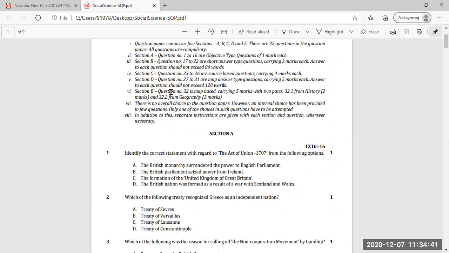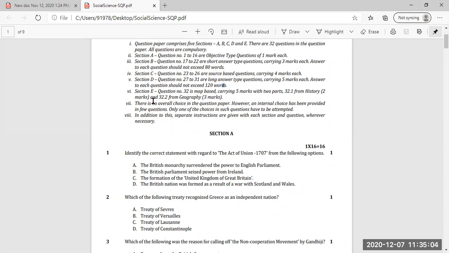Then section D, question number 27 to 31, are long answer type questions. Long answer type questions will also be there, but after the source based questions. This will be 5 marks each, and the answer to each question should not exceed 120 words. Now 120 words should be there at least in this long answer question.